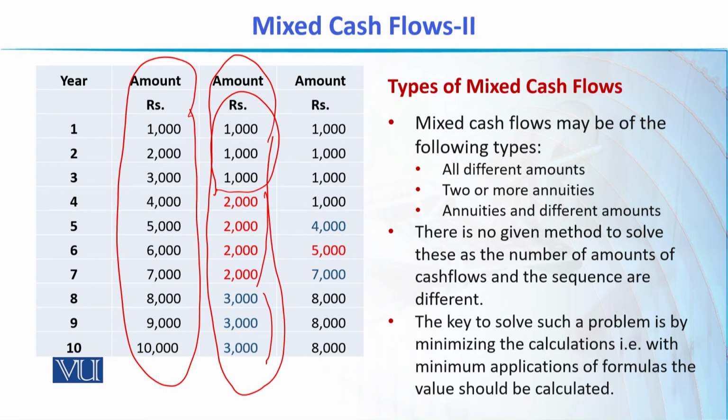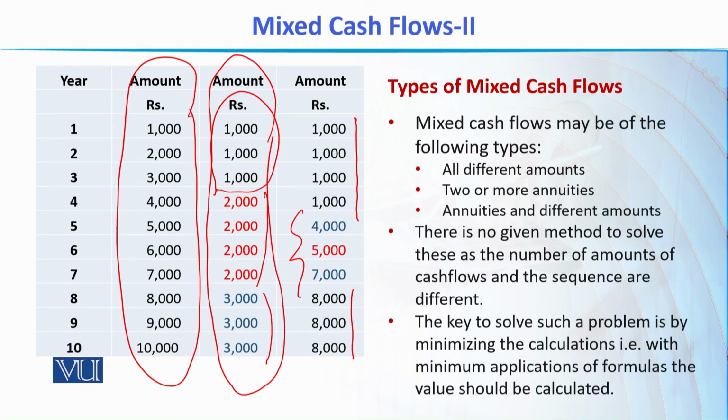When we have a look at the third column, here we find that initially we have an entity of 1000 rupees each, and then we have got three single individual amounts of 4, 5, and 7000, and then at the end we also have an entity. So all these are different types of mixed cash flows, and every such cash flow has to be handled separately.